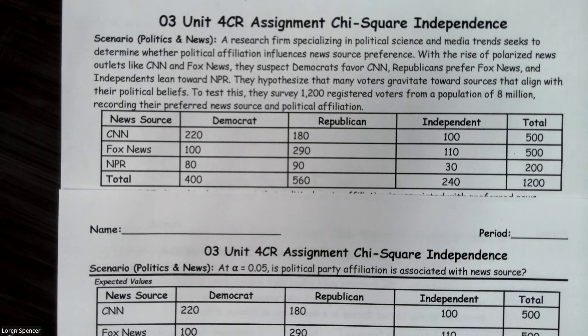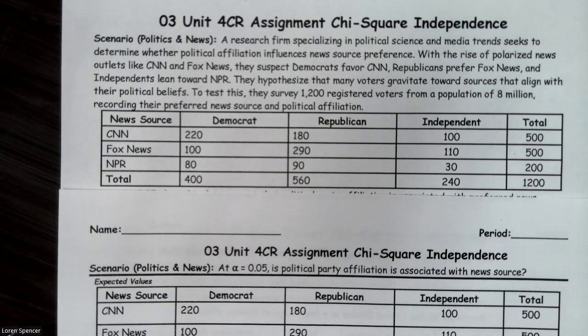So, a research firm specializing in political science and media trends seeks to determine whether political affiliation influences news source preference. With the rise of polarized news outlets like CNN and Fox News, they suspect Democrats favor CNN, Republicans prefer Fox News, and independents lean towards NPR.